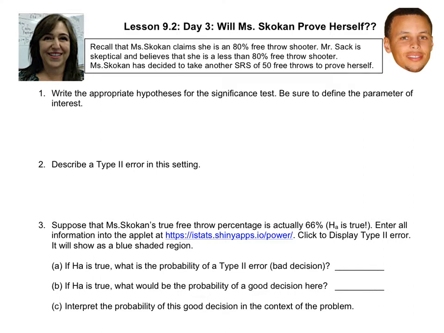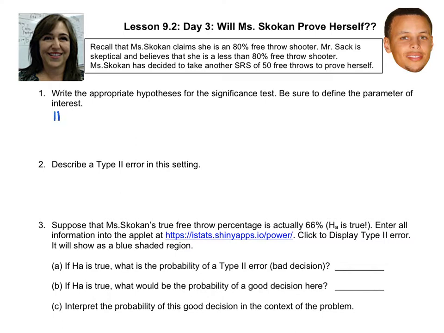So we recall that Miss Skokin claims that she is an 80% free throw shooter. Mr. Sack is skeptical and believes that she is less than an 80% free throw shooter. So Miss Skokin has decided to take another simple random sample of 53 throws to prove herself. Write down the appropriate hypotheses for the significance test. Be sure to define the parameter of interest.